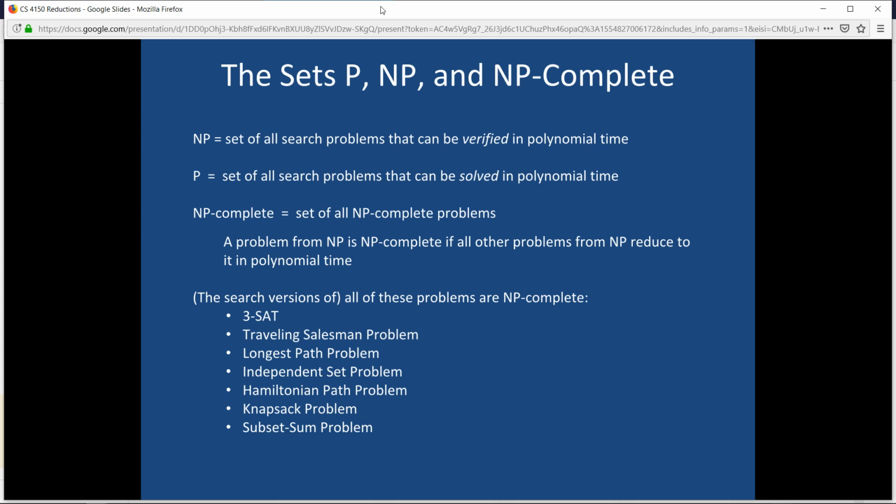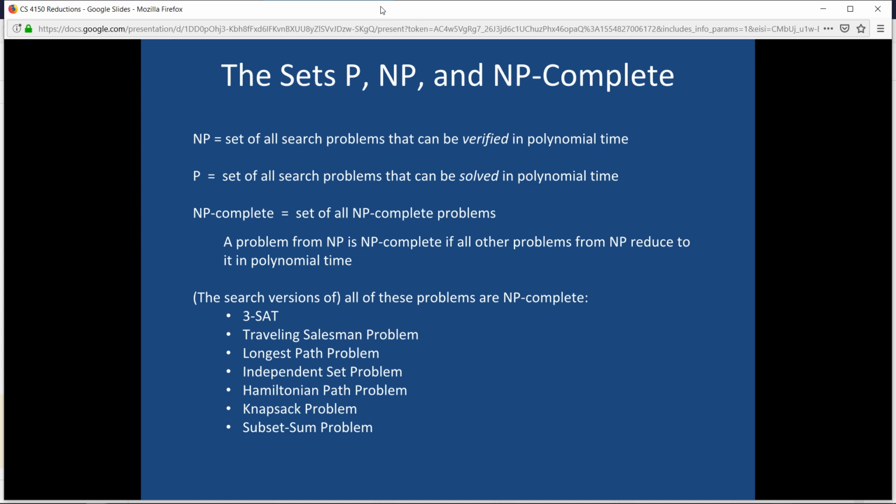A problem is NP complete if it's, first of all, a member of NP. So NP complete is a subset of NP. So that's one thing. It can't be too hard. There are problems that are harder than NP. The basic thing is to think of NP complete as the hardest problems in the set NP. So a problem is NP complete if all other problems from NP reduce to it in polynomial time.